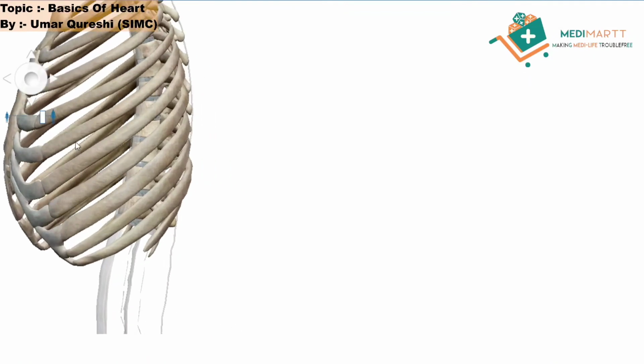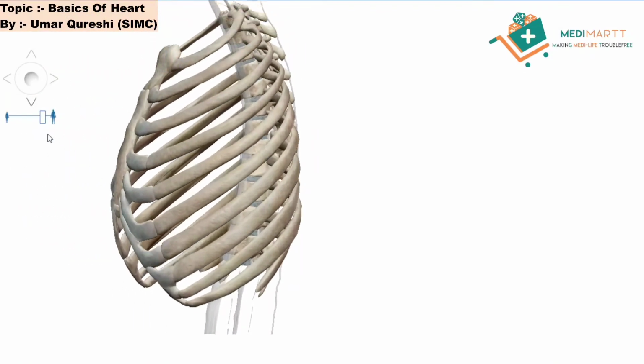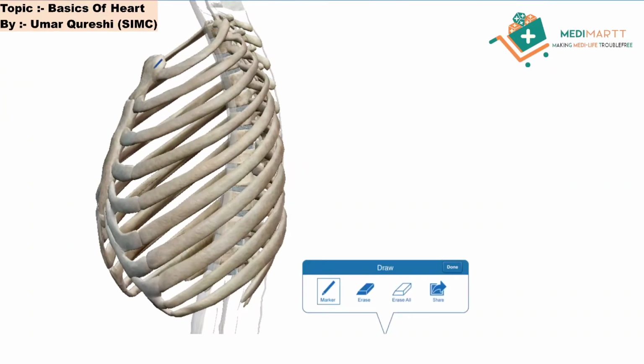This is the manubrium. It lies opposite to thoracic 3 and thoracic 4, these two vertebrae, this vertebra and this vertebra. It is the thoracic 3 and thoracic 4 vertebrae.